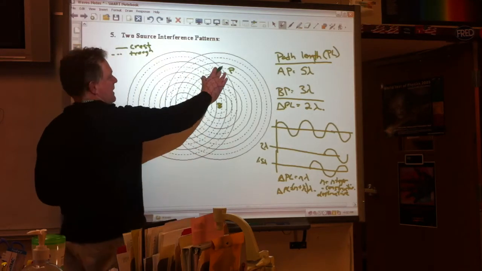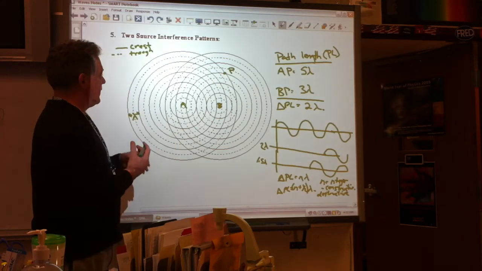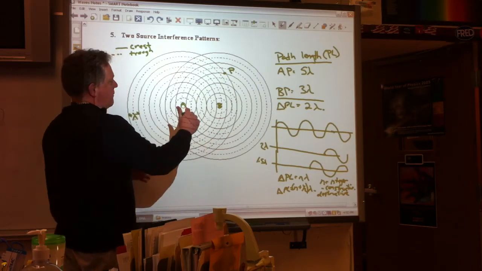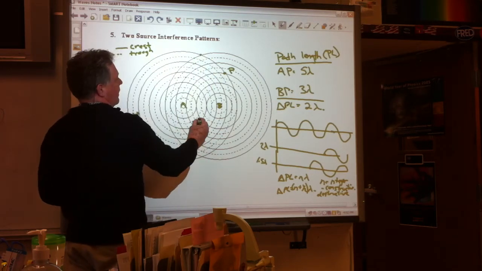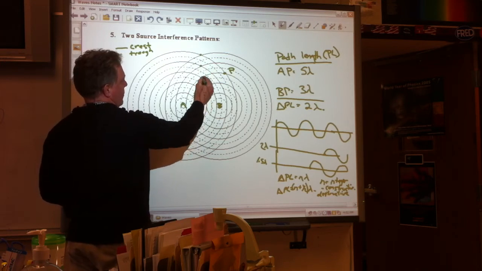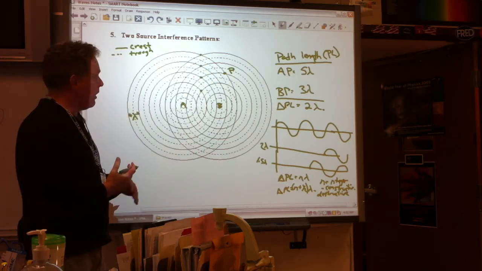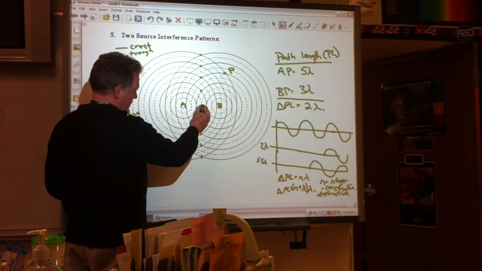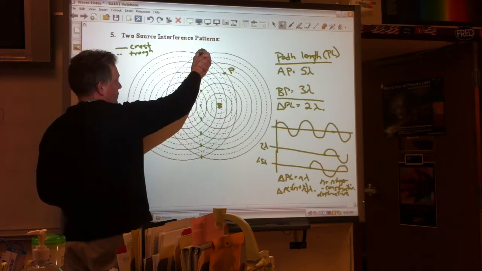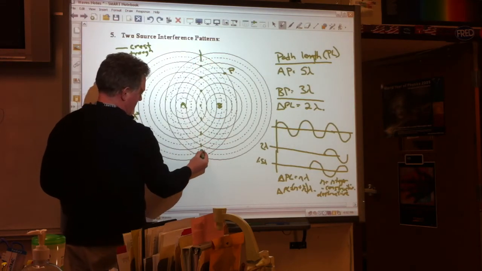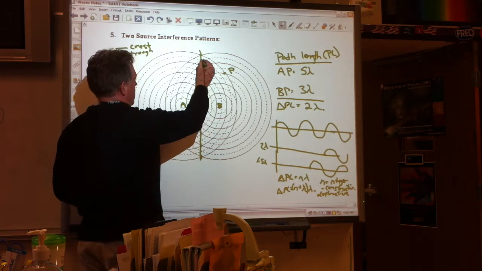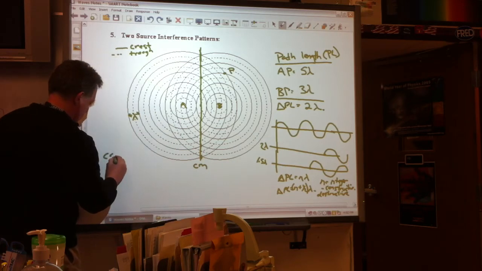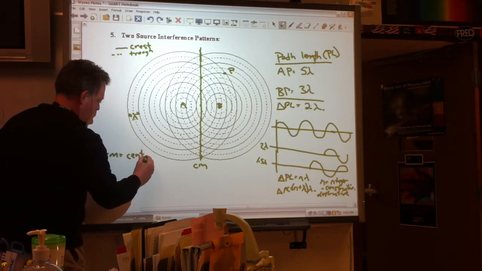Now, point P is not the only place where we're going to get constructive interference. Every time 2 crests meet, the 2 crests are in phase with each other and we build a big crest. So like right here, right here, right here, right here. At all of those points, there are 2 crests meeting. The easiest place to find is right down the center here, where these crests meet. I'm going to draw a line through those and label that CM. CM stands for central max, central maximum.